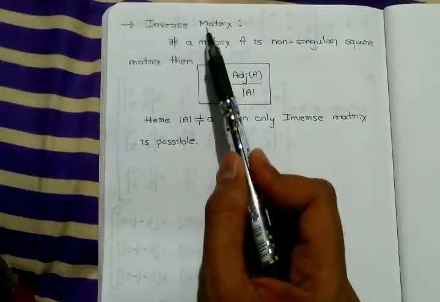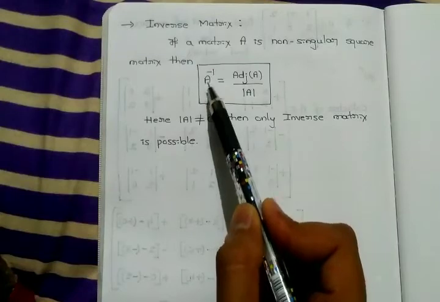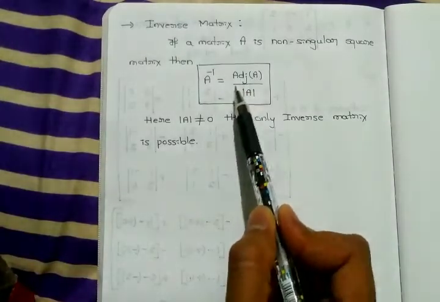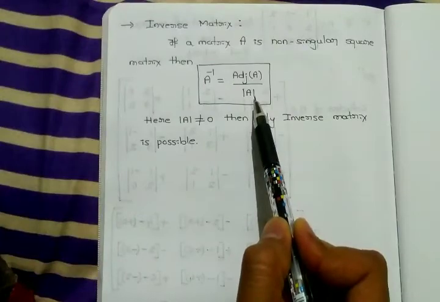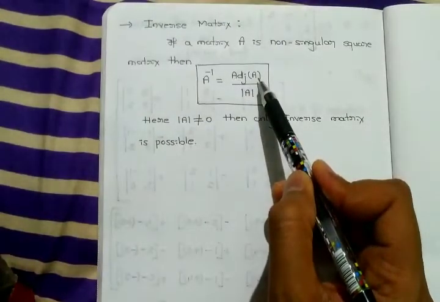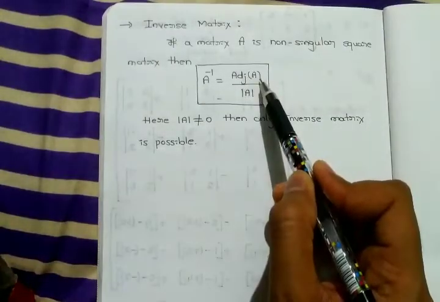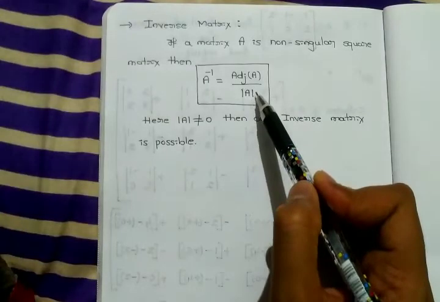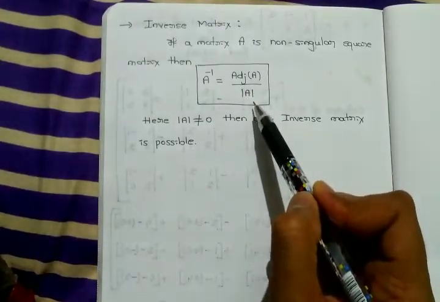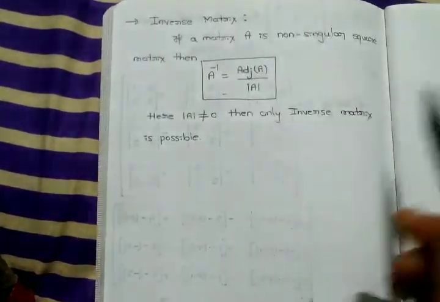So the inverse matrix is denoted by this symbol, A inverse. A inverse is equal to, what is the formula? Adjoint of A divided by determinant of A. In the previous class, you learned how to find the adjoint of A for second order as well as third order. So the extra thing here is, you need to find the determinant of A value.